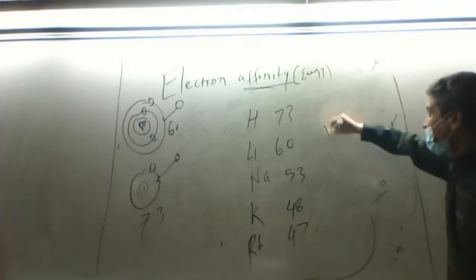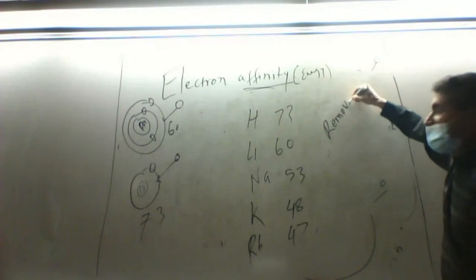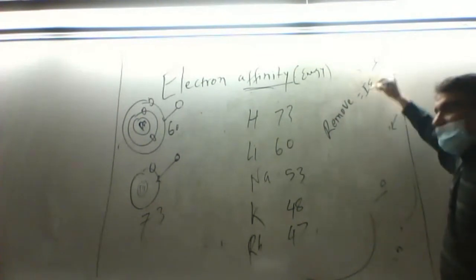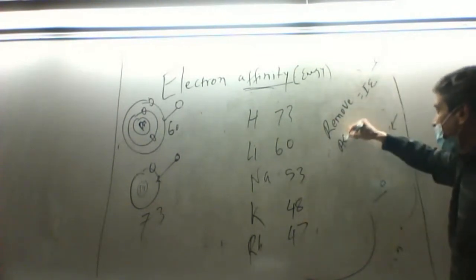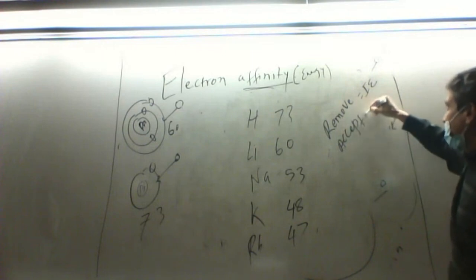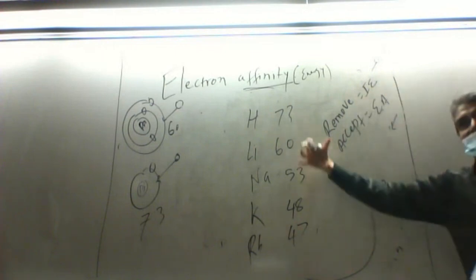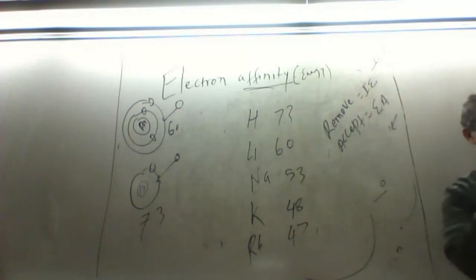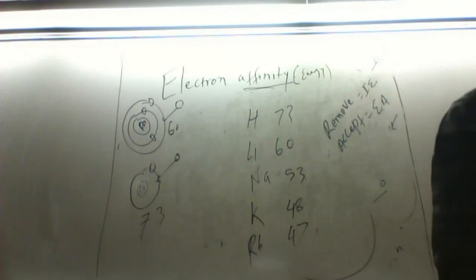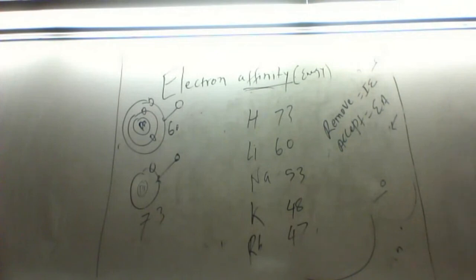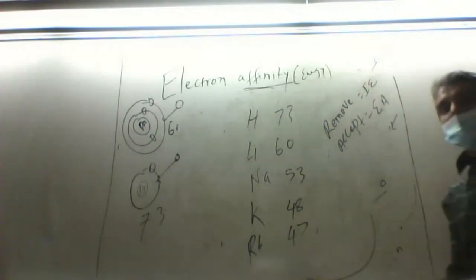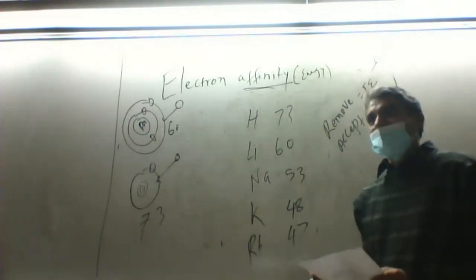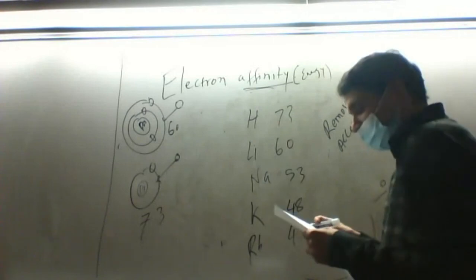If you want to remove the electron, removing an electron means what? Ionization, right? Ionization energy. Accepting an electron means electron affinity. So it is kind of playing the opposite thing. Ionization energy and electron affinity are kind of opposite things. Make sense? Just read those, it is pretty simple language, so you can read a couple of times and you'll understand.